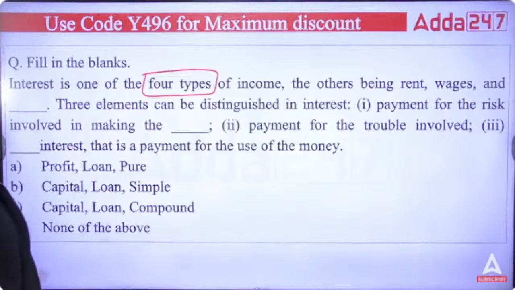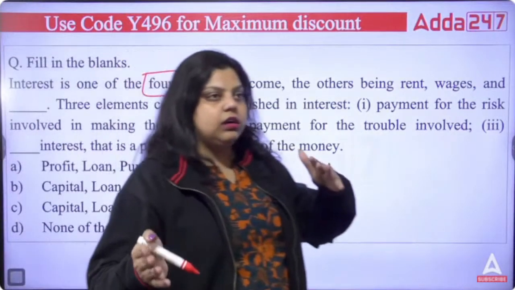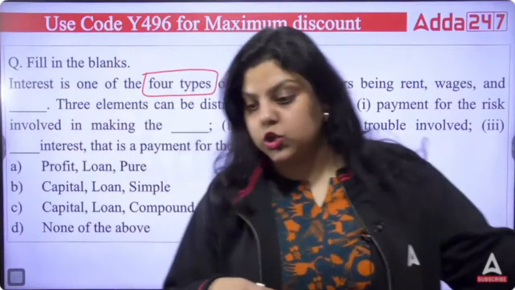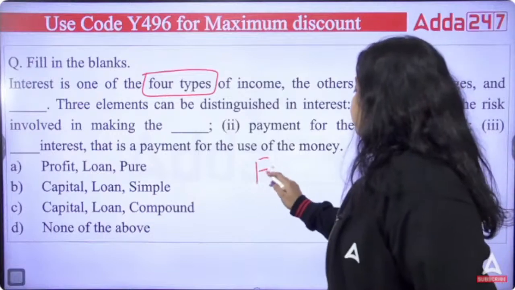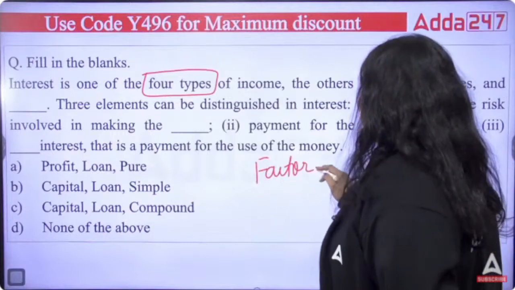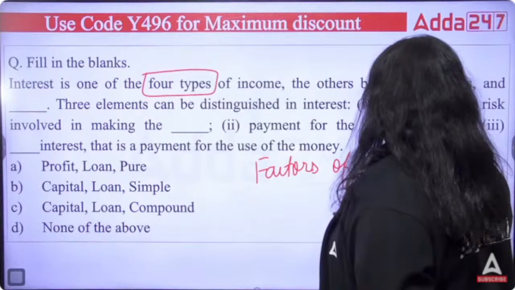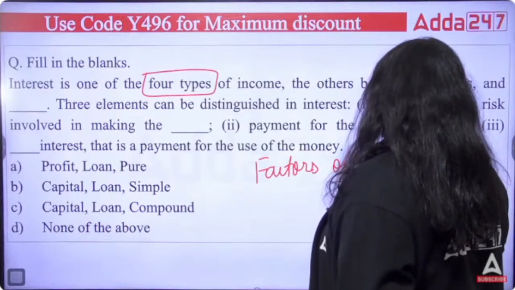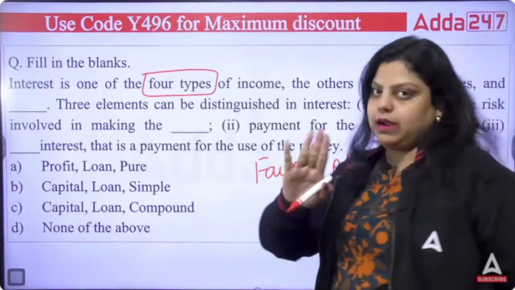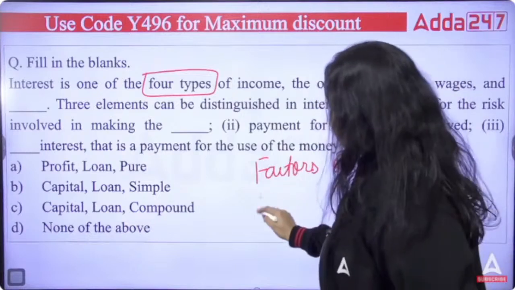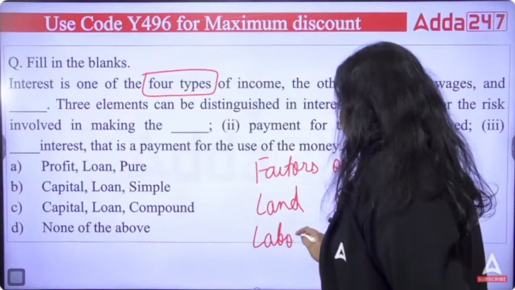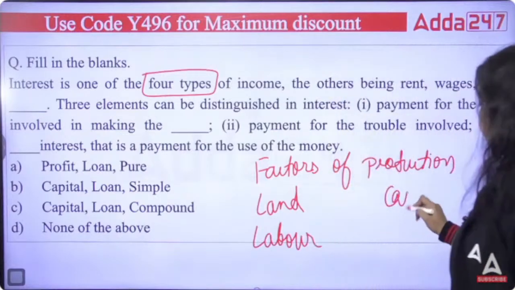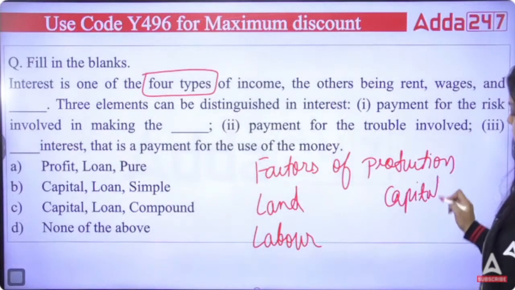We have discussed, if you remember, in the earlier sessions, the factors of production. Factors of production are those things which are required to produce goods and services. We have 4 factors of production. The first one, we have land, we have labor, we have capital, and we have entrepreneur.